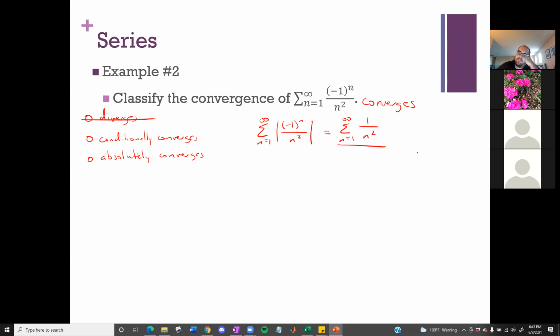What does this series do? Converges. That converges, and how do we know that it does? The p-series test. Yep, converges by p-series, because p is equal to 2, which is greater than 1. So that means that this series absolutely converges. Any questions before I move to the next one?